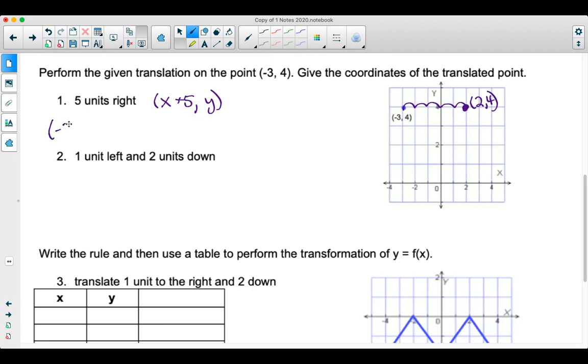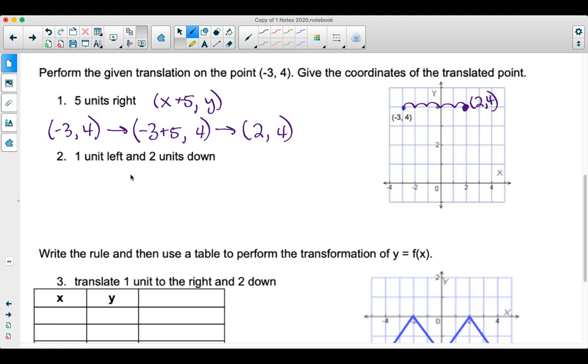So if we start with -3, 4, we translate it 5 units to the right. That's going to be -3 plus 5, 4. We end up with 2, 4. And that's where we ended up when we drew it out.